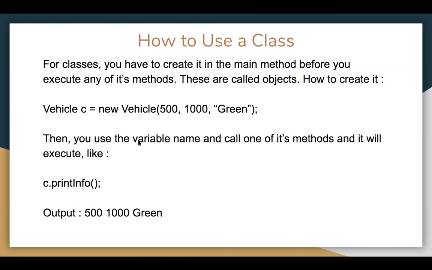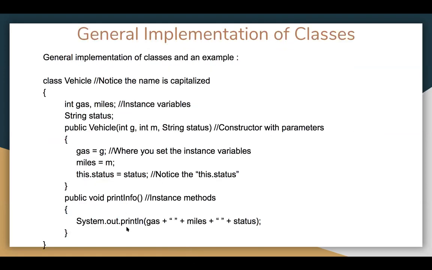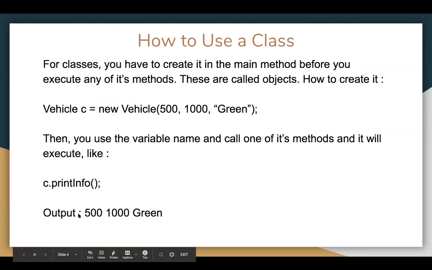Next, you use the variable name and then call one of its methods and it'll execute. An example of that would be c, which is this variable up here, c.printInfo. If you remember, this is one method in the class. So if I put it like this and add a semicolon after it, what it'll output is 500, 1,000, and green, which is what we have up here. You can see that's what this printInfo method does as well. It prints the gas, then the miles and the status. And that's exactly what we have here.